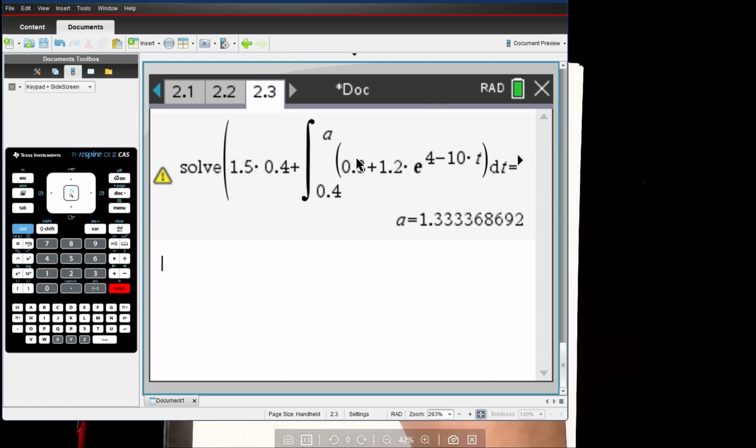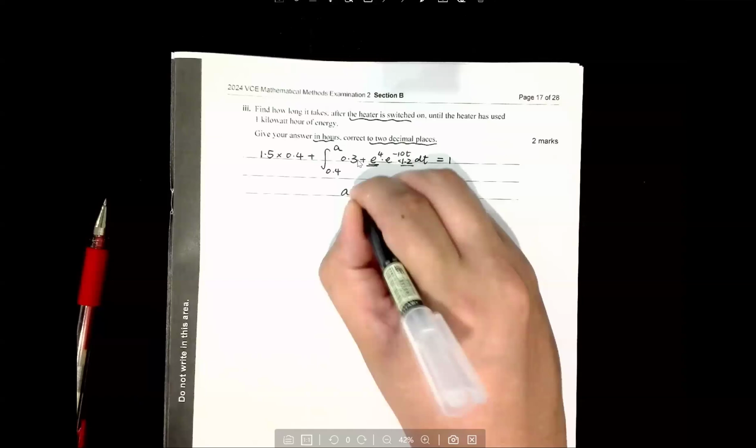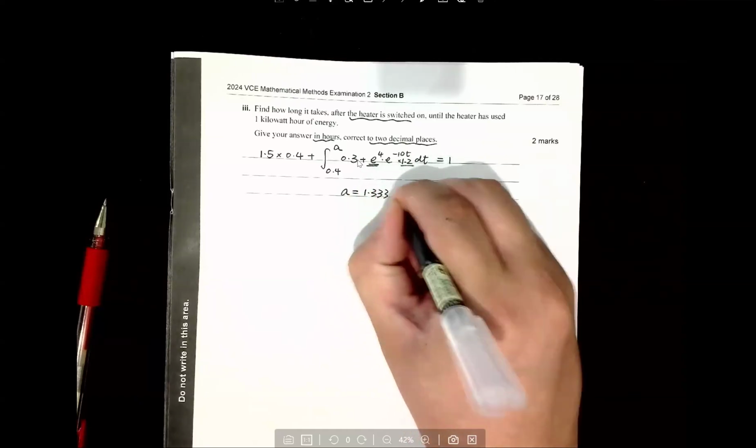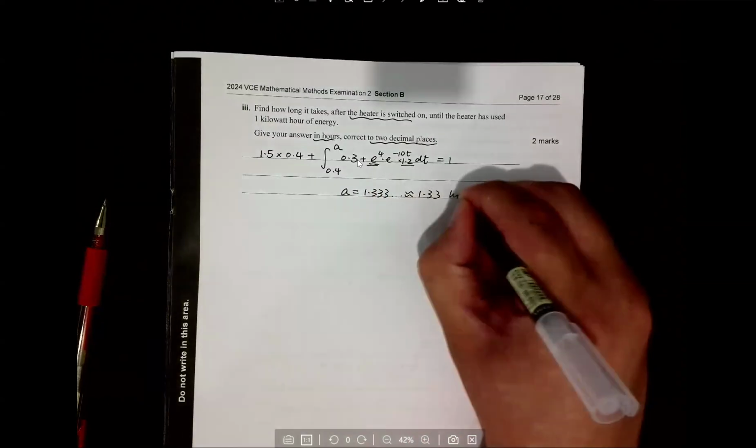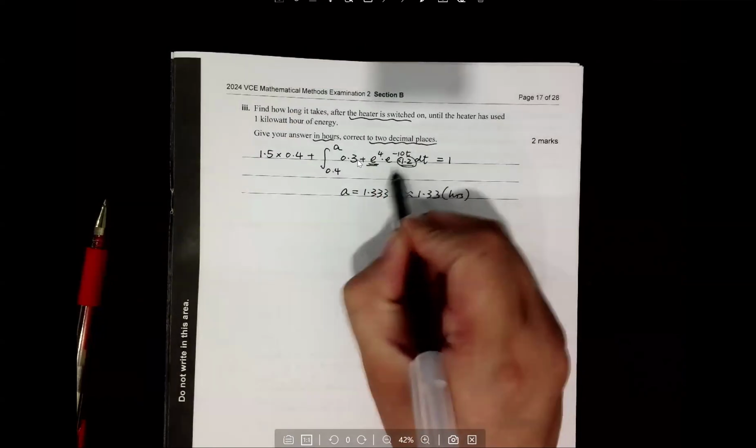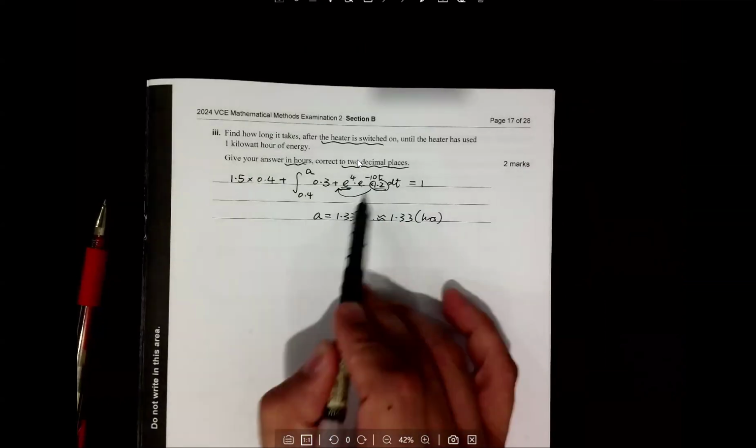So the time a is 1.333, 1.33 hours. Yep, that's the problem solved, okay? Should have put this 1.2 here. All right. So just be aware of these small transcription errors.